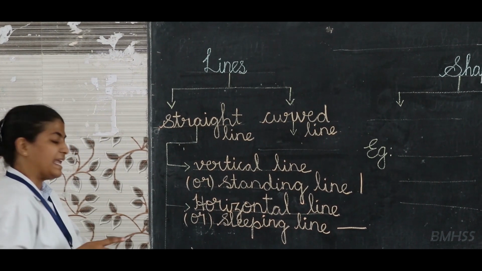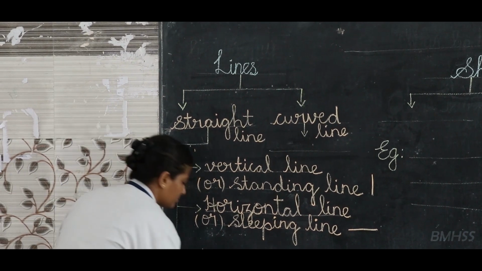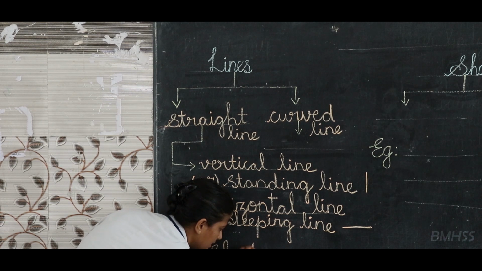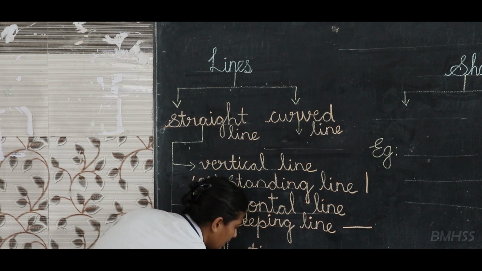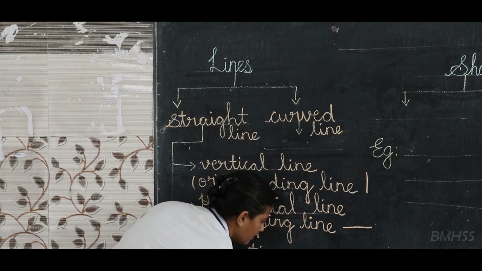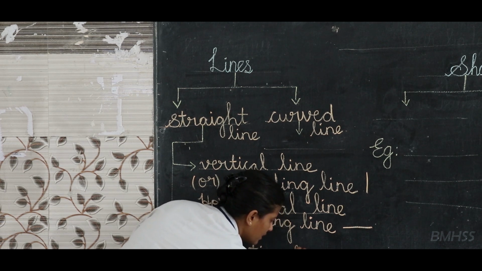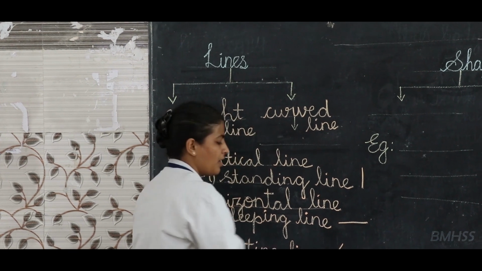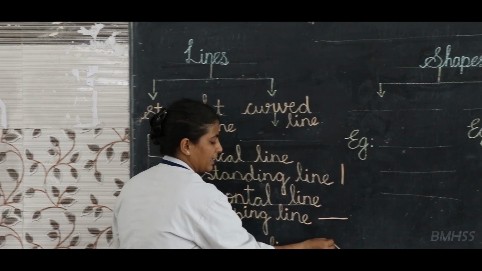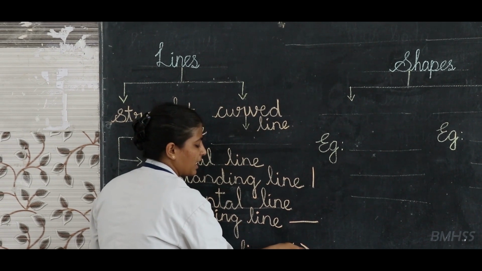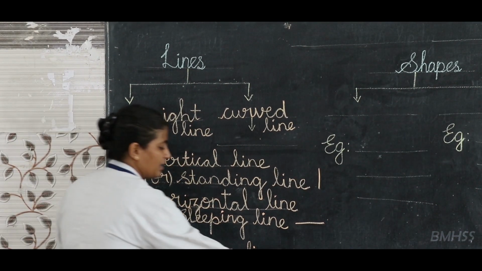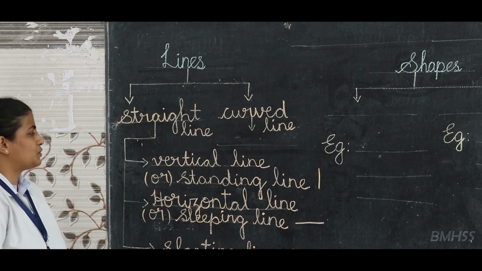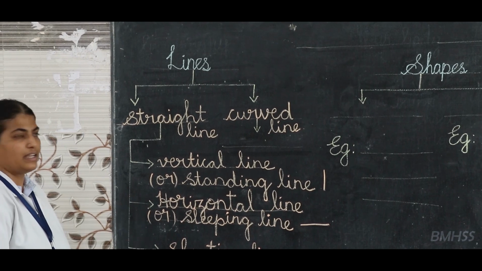Okay children. The next line is slanting line. S, L, A, N, T, I, N, G. Slanting, L, I, N, E. Slanting line. Slanting line may be forward slanting line or backward slanting line. So it may be forward or backward. Okay children. So these are all three types of straight lines.